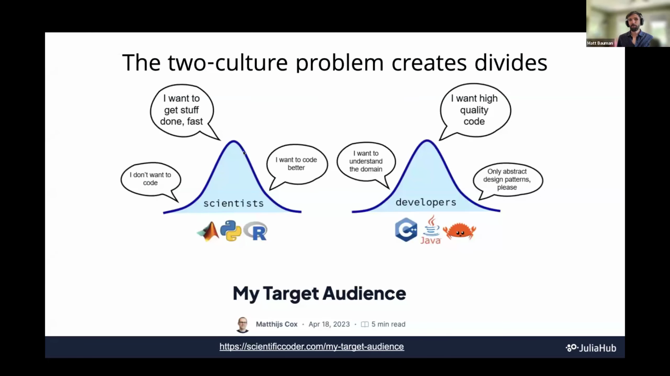So those of you who are here probably already know that there's a divide in many organizations between scientists and developers. This was really nicely expressed by Matthias Cox, talking about the two culture problem. Beyond just two languages, there are two cultures, a culture of the scientists working to prototype and develop and do the work of research and development, and then the developers who want to deploy that. They want high quality code.